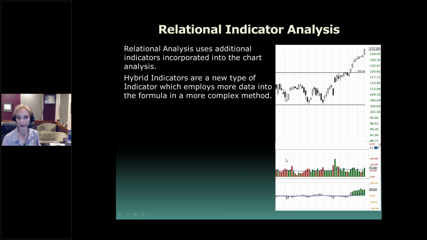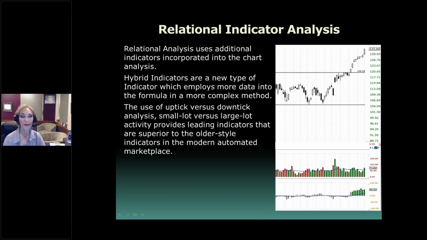Large lot activity. This is volume. This is the total number of shares exchanging hands. Were those exchanging hands on more large lots on the buy side, or were they on the sell side? In this instance, it was on the buy side. The use of uptick versus downtick analysis, small lot versus large lot activity provides leading indicators that are superior to the old style indicators in the modern automated marketplace.